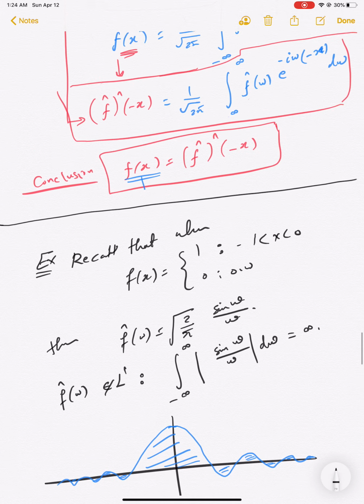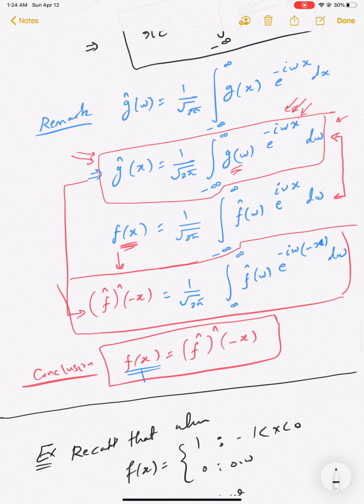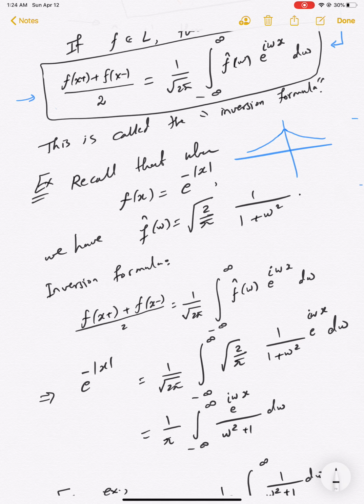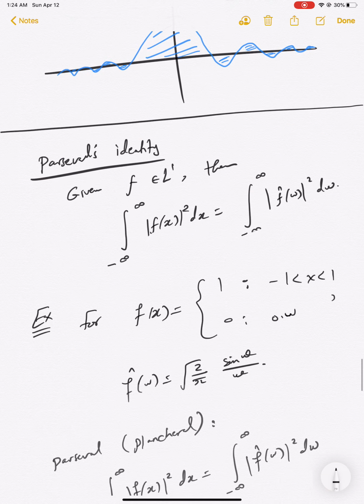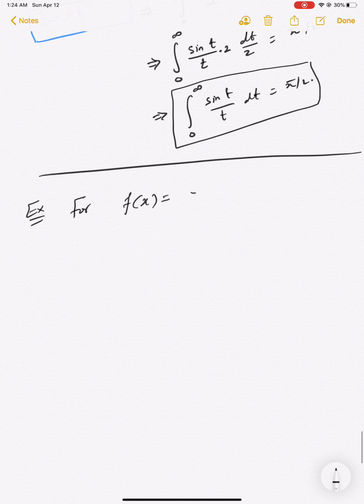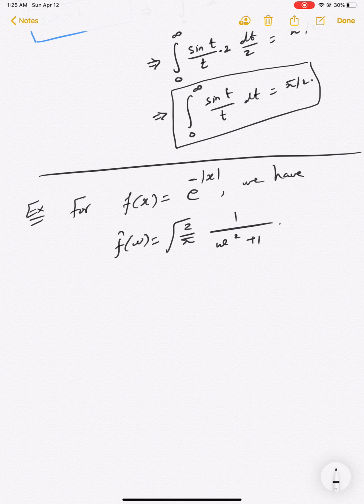If we go back to the other example, I'm going to apply Plancherel or Parseval for the function e to the minus absolute value of x. Remember, for this function we just applied the inversion formula and got some nice results. But what happens if we apply Parseval here? If you look at the function e to the minus absolute x, we already have that f hat of omega equals root 2 over pi times 1 over omega square plus 1.